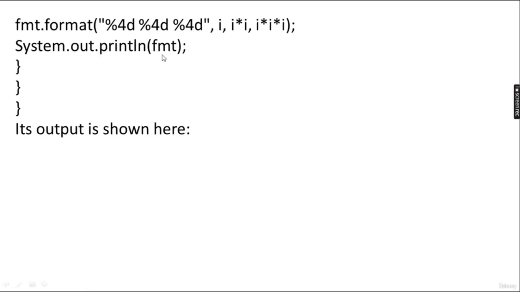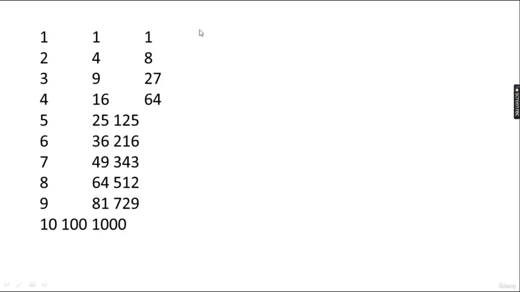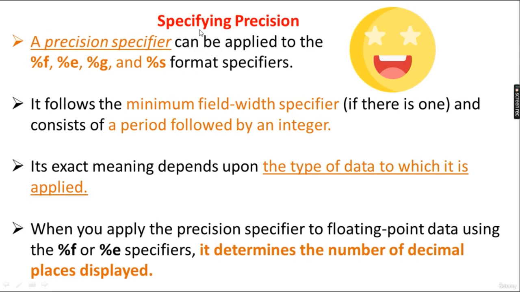%4D, %4D, and %4D is specified over here. Then specifying a precision specifier can be applied to the %F, E, G, and S. It follows the minimum field width specified if there is one and consists of a period followed by an integer.